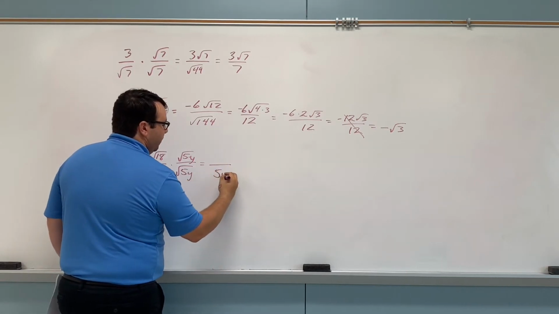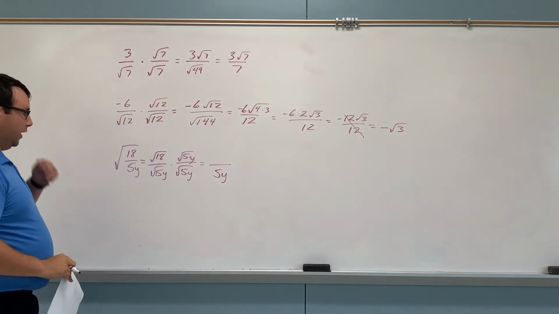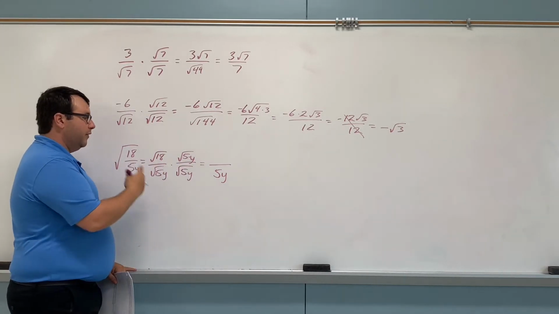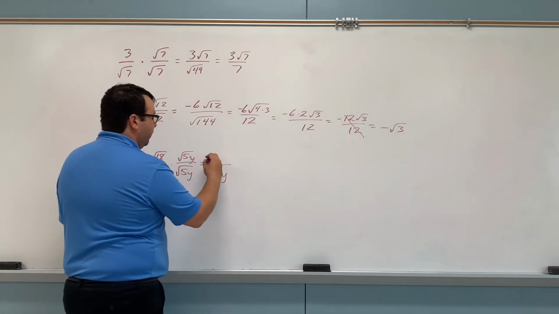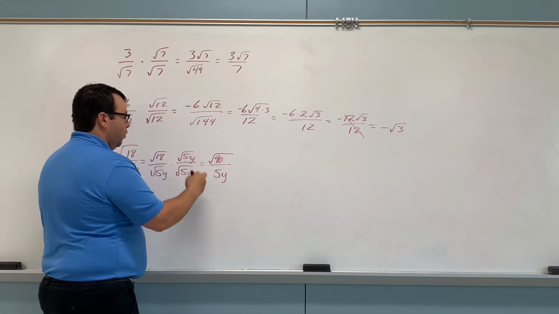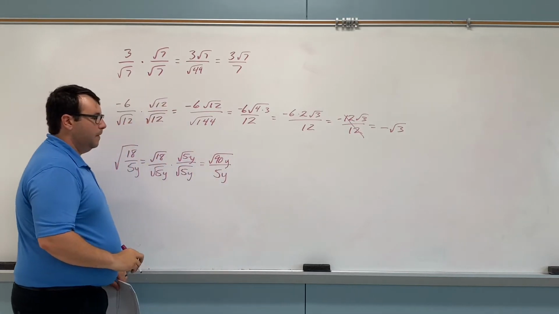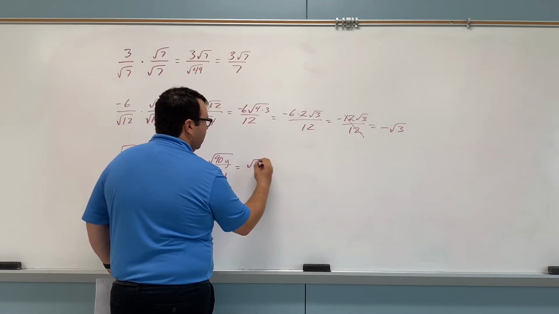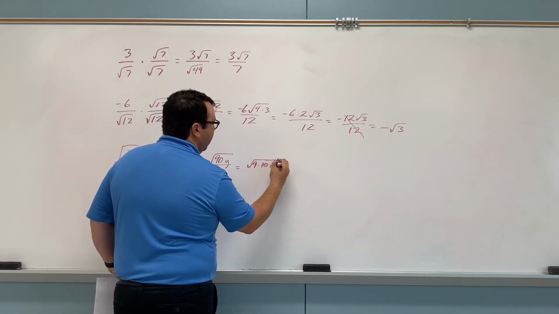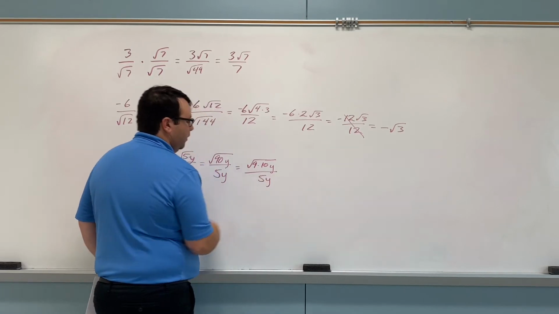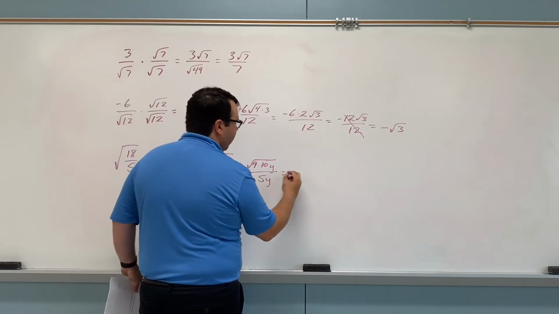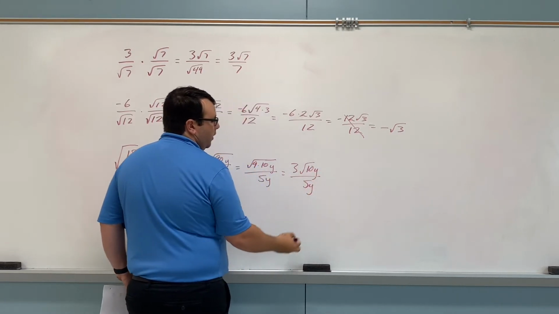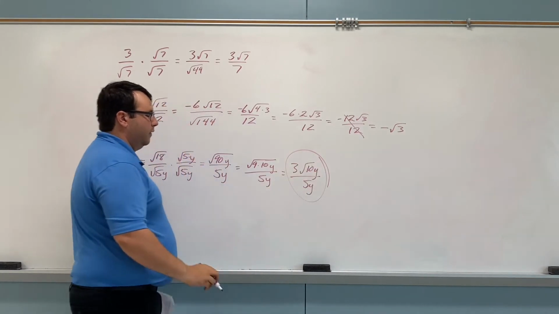I know my denominator is going to be 5y. That's the whole point. My numerator, I have to do a little work. So 5 times 18 is actually 90. So I have the square root of 90y. Now that 90 technically could be broken down into 9 times 10y. That 9 could be pulled out, so that's 3 square root of 10y over 5y. And that is it. That is all you've got.